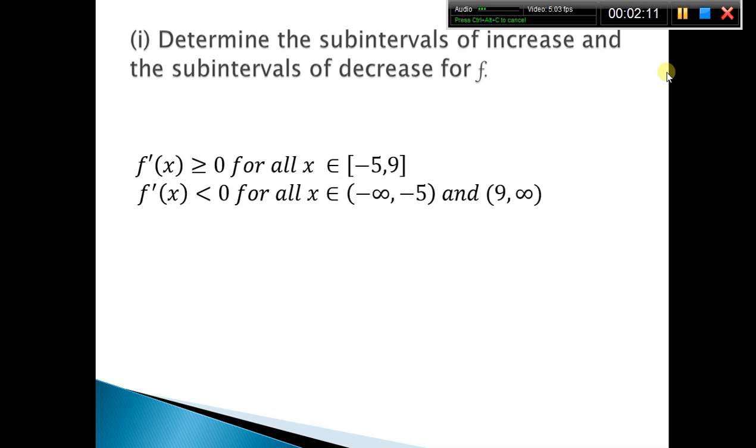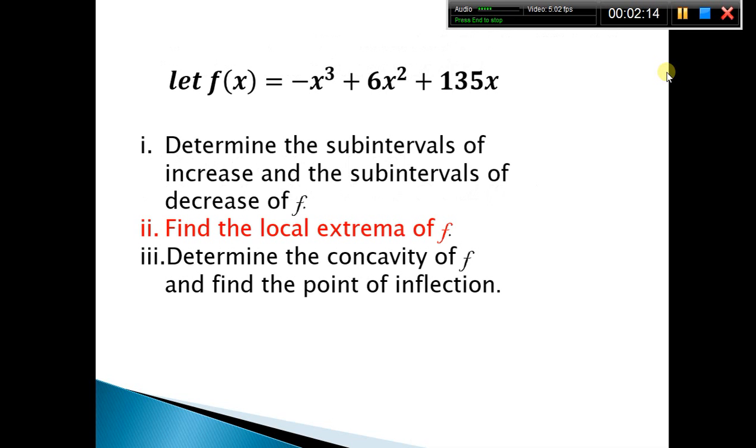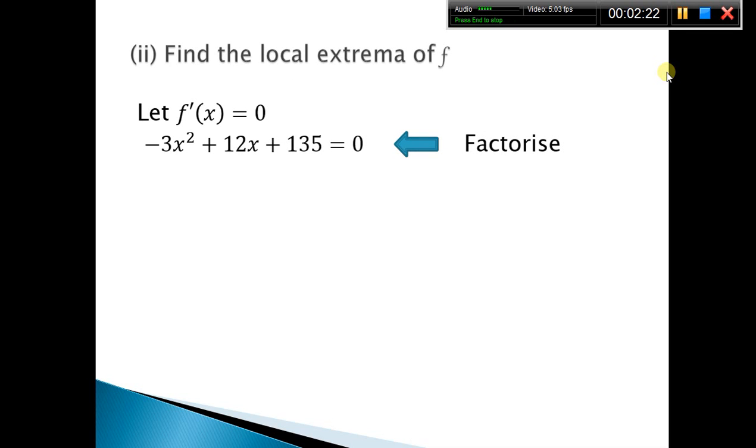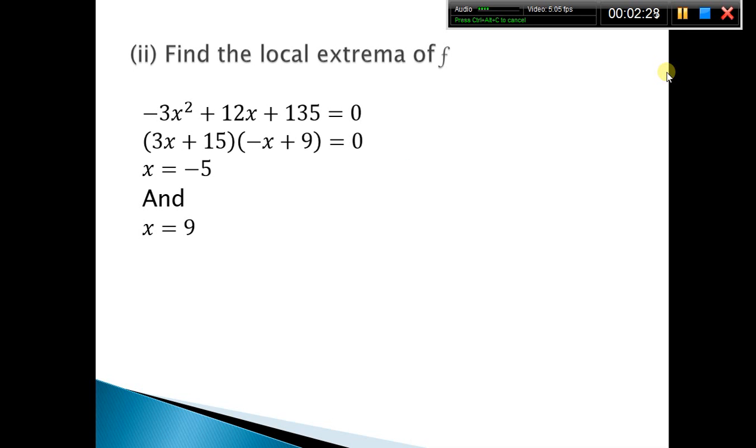Now on to part 2. So finding the local extrema of a function is really finding the highest and/or lowest points of the curve. To find these points, we let the first derivative equal 0 and solve for x. Now, as we've already done this in part 1, we know that this gives us local extrema occurring at x equal to minus 5 and x equal to 9.